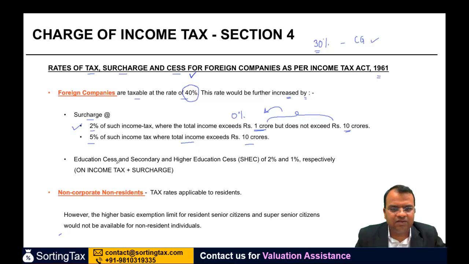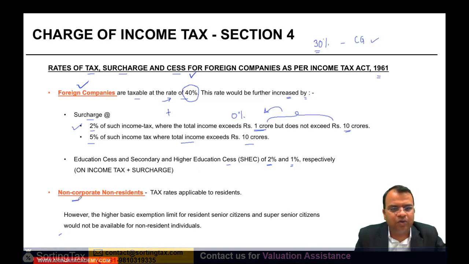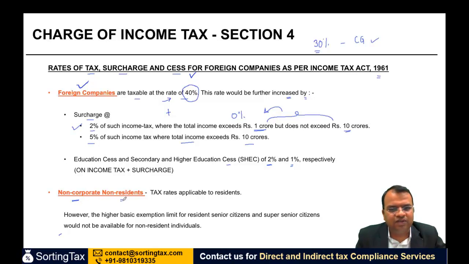The education cess, the secondary and higher education cess of 2% and 1% are applicable, and this 2% and 1% has to be calculated on the total of 40% plus surcharge. But this is applicable only in case of a foreign company. What about other assessees? If there are non-corporate, which means non-company, non-resident, the tax rates which are applicable to them are the same as are applicable to residents.